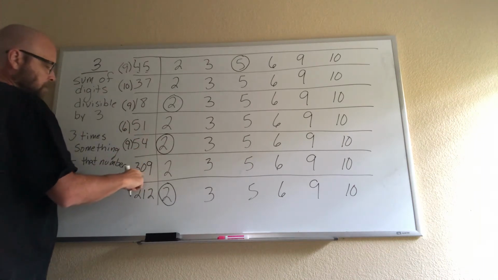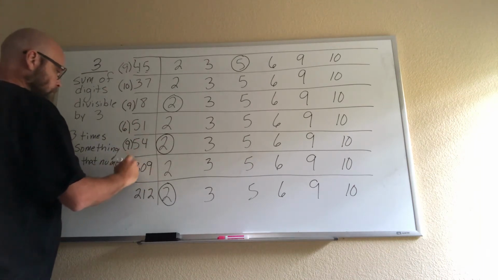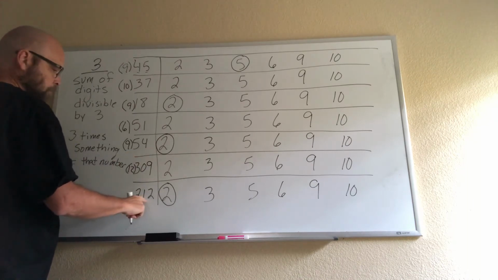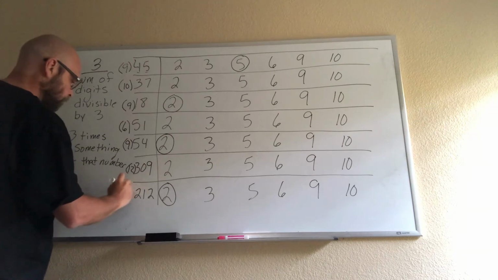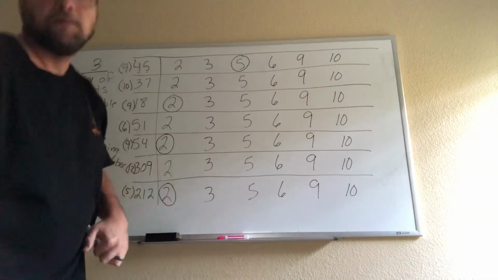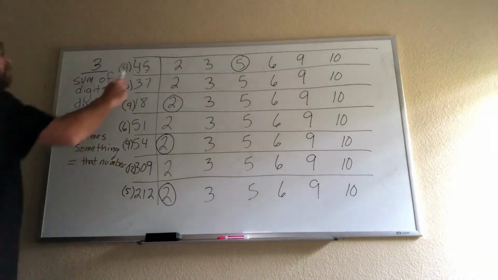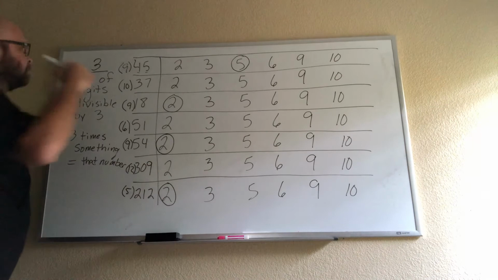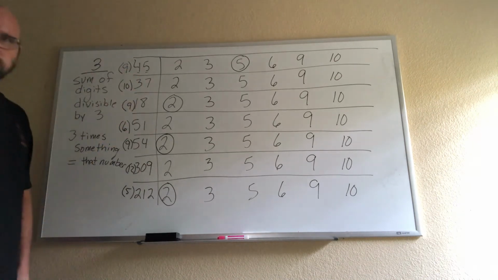309. 3 plus 0 plus 9 is 12. And 212. 2 plus 1 plus 2 is 5. So that is the sum of the digits. That is, I've added each individual digit in the number up, and this was the sum of those numbers.